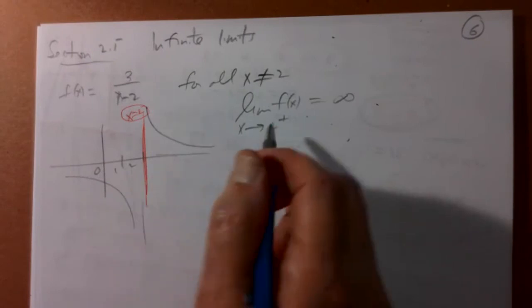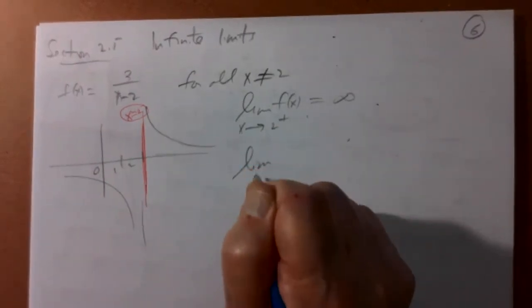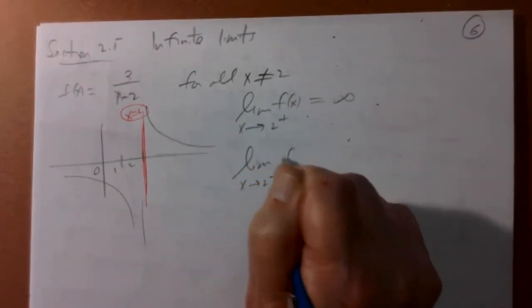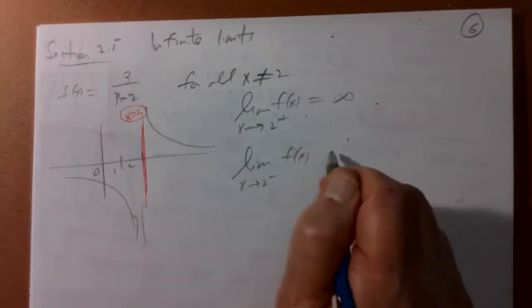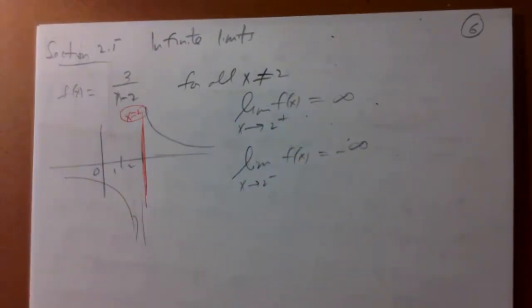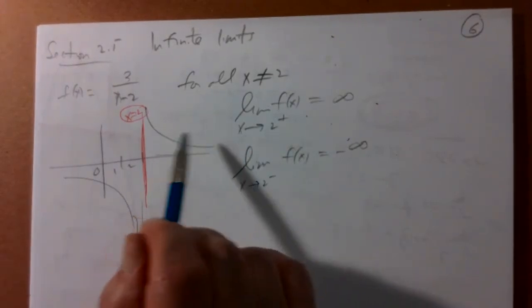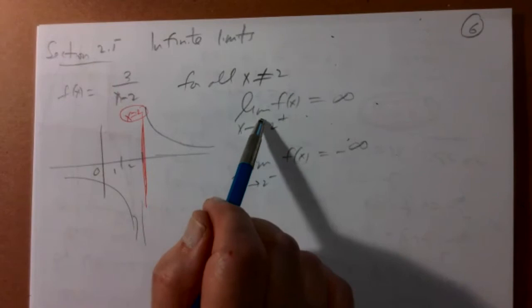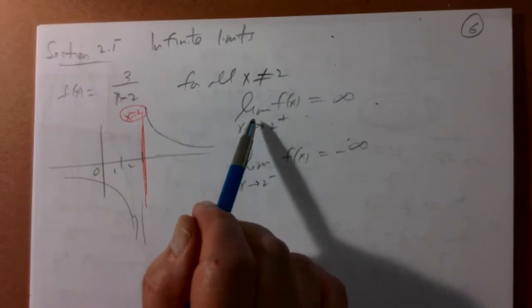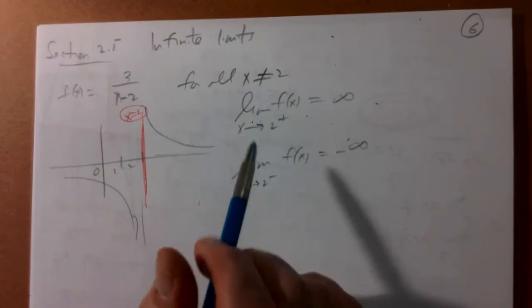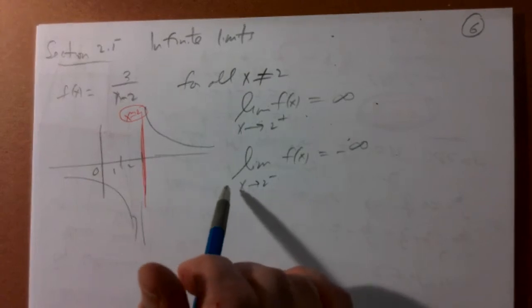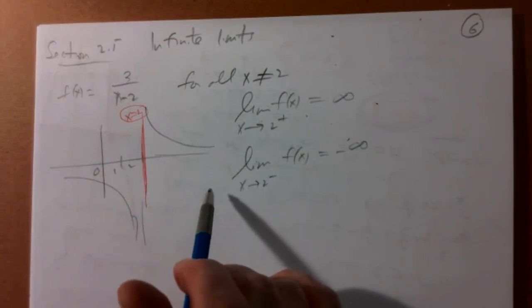As you approach x equal 2 from the left, you're going to minus infinity. So the right-handed limit, the one-sided limit from the right of this function, is plus infinity. The one-sided limit from the left is minus infinity.